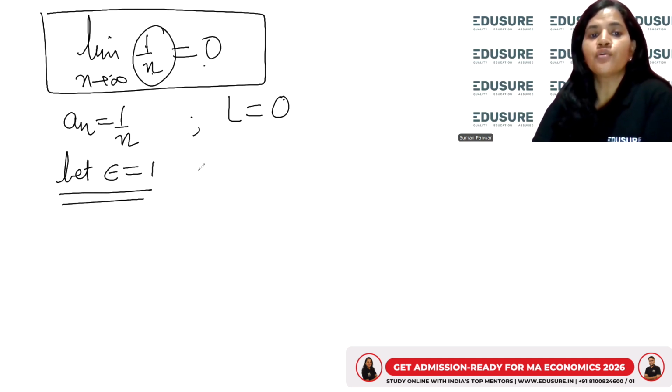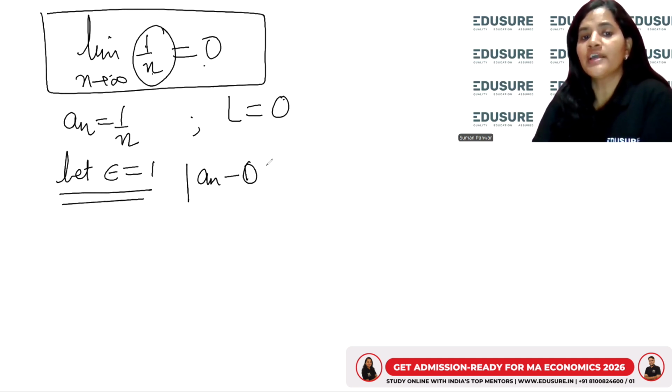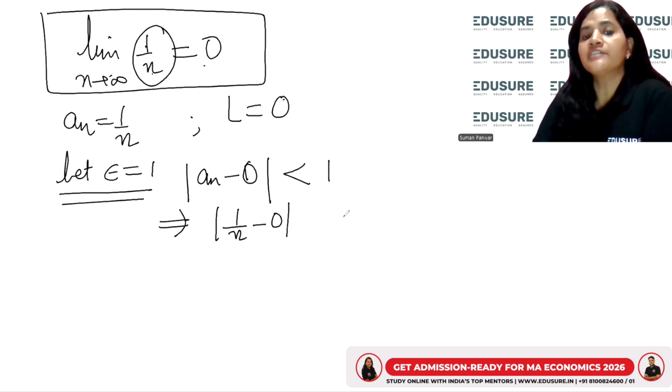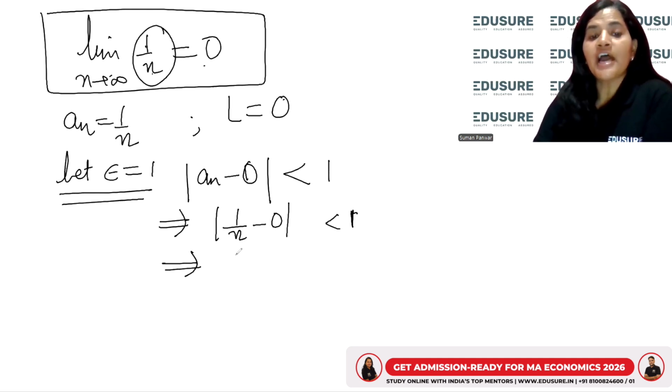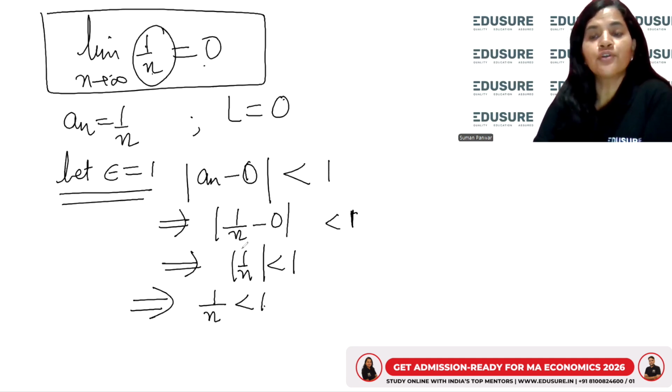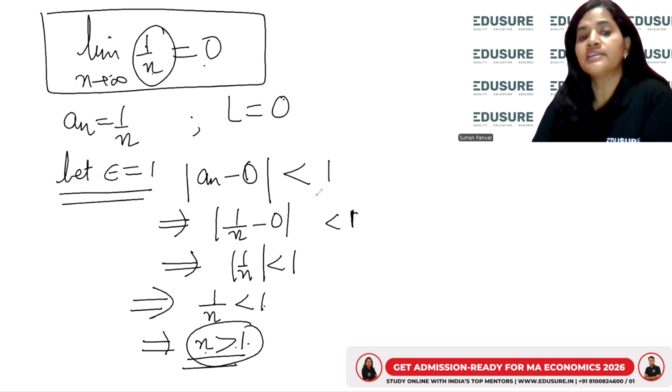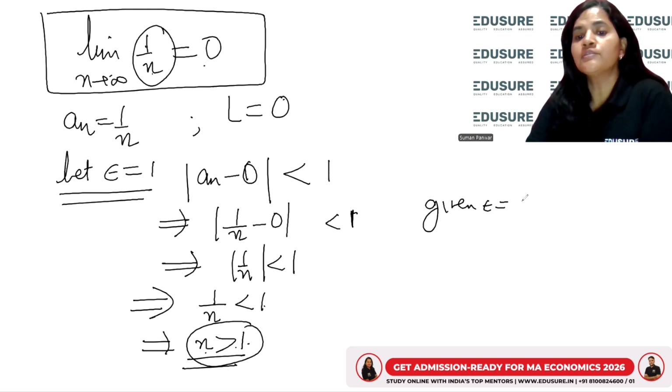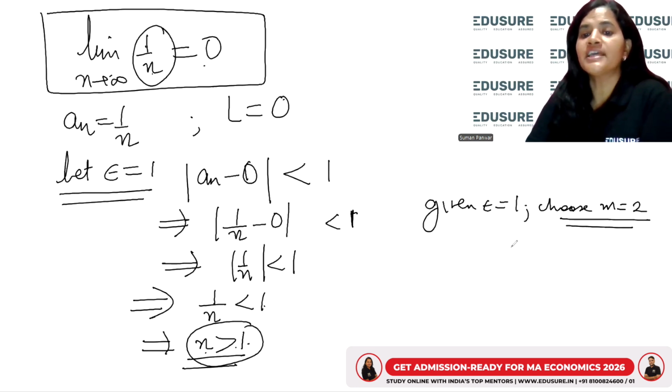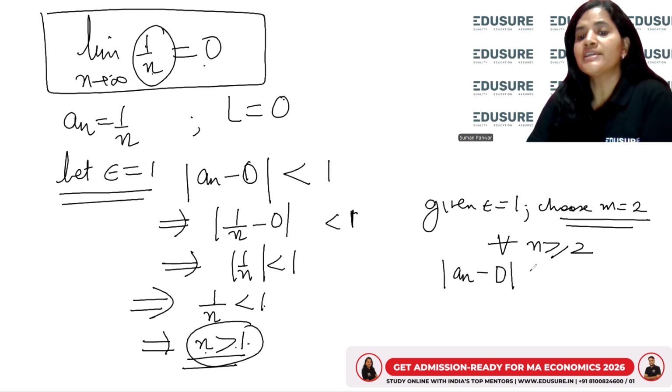Let us see. So the distance between a_n minus 0, that is L, is less than 1. What does it mean? It means that the distance between 1 by n and 0 is less than 1. It means the absolute value of 1 by n is less than 1. It means 1 by n is less than 1 because the absolute value of a positive number is a positive number. Taking the reciprocal, n is greater than 1. So for all n greater than 1, this is going to hold. So given epsilon equals 1, choose m equals 2. So you can say that for all n greater than or equal to 2, the distance between a_n minus 0 is less than 1.